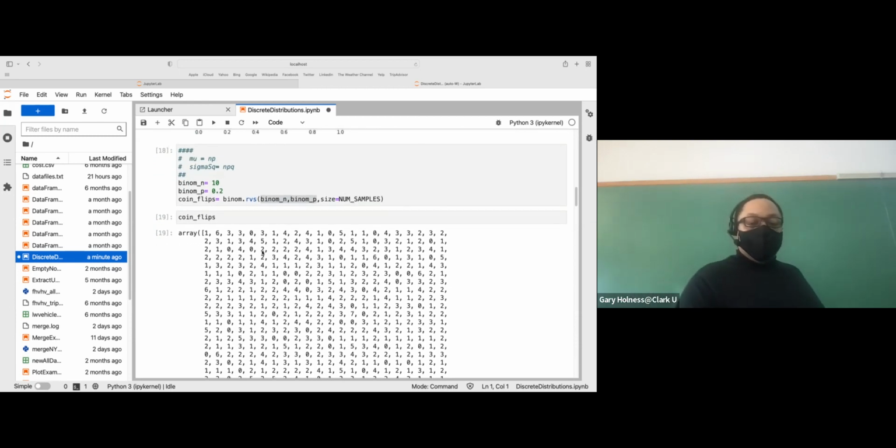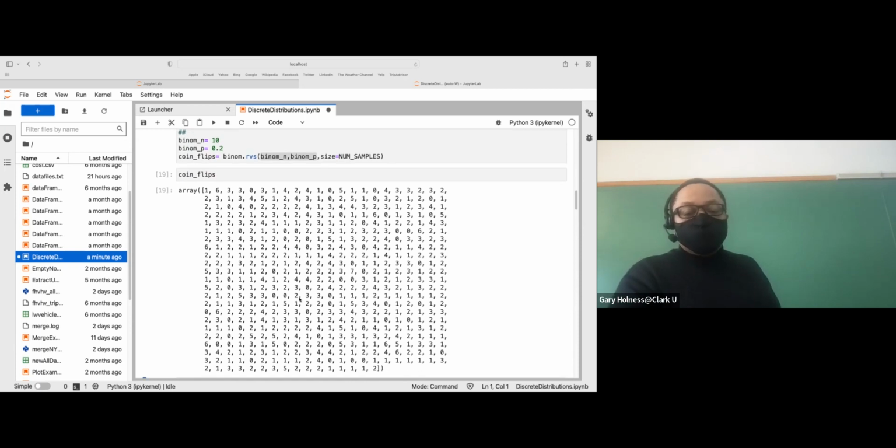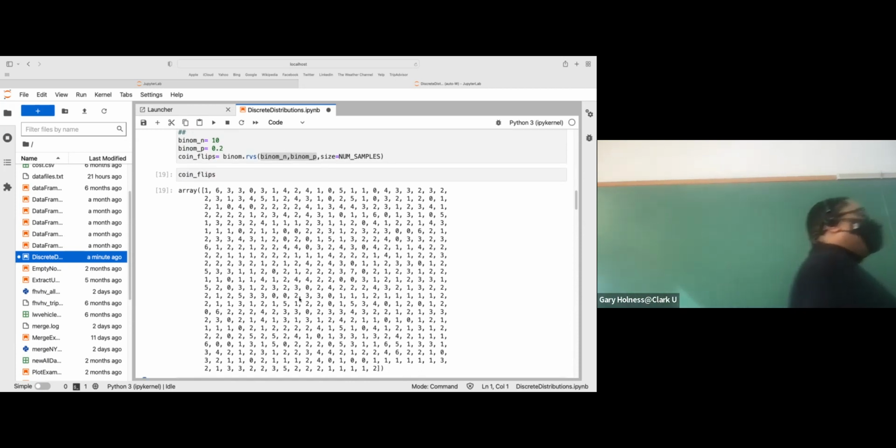So the first round, out of the 10 coin flips, we only had 1 true. Out of the 10 coin flips in the next round, we had 6 true out of the 10. In the next one, we had 3 true or heads out of the 10 flips. And so each one of these samples that we get is the number of successes out of that many trials. Does that make sense?